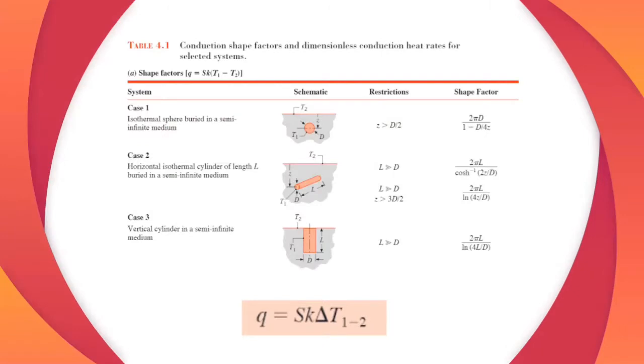Here are the three cases that will be recreated in this experiment. As can be seen from the table, there is a schematic, the shape factor formula and also its restriction, and at the bottom of the screen there is the heat transfer rate formula with delta T being T1 minus T2, which is the temperature of the specimen minus the temperature of the medium.